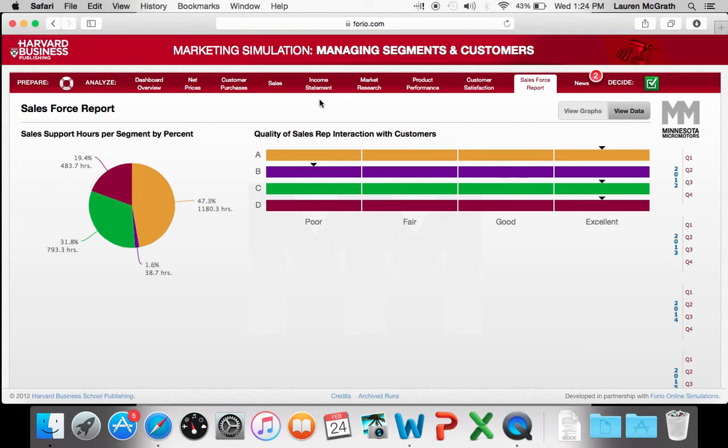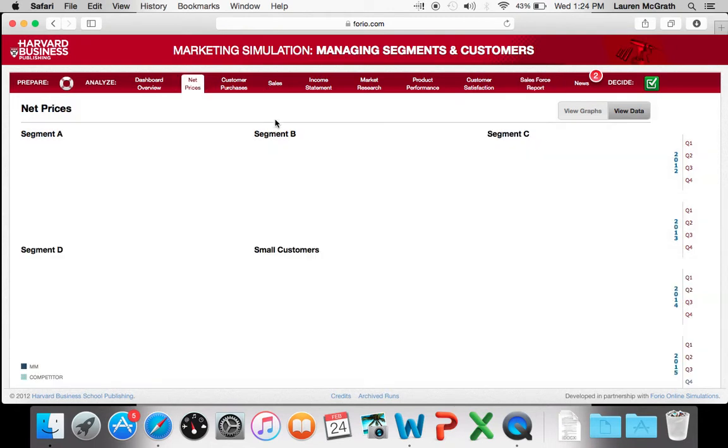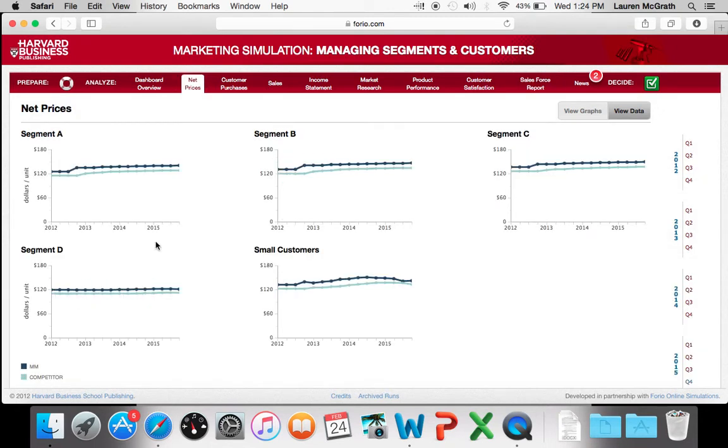So it was really important for them to have the discounts. So segment D, as you can see on here with the prices, is a little bit lower than each of the other segments because they had the most discounts. So the last segment is the small customers, the third-party distributors. They want that acceptable quality at an acceptable price.